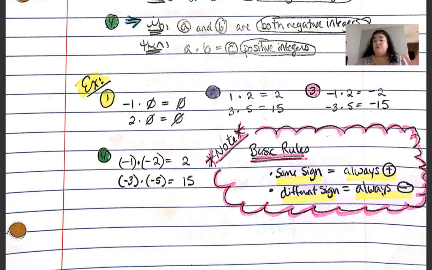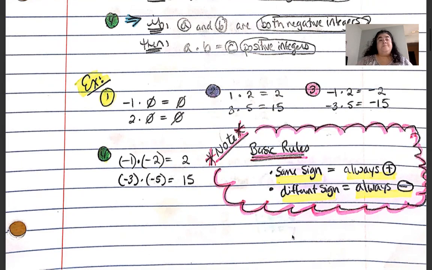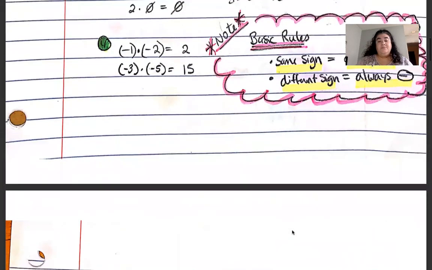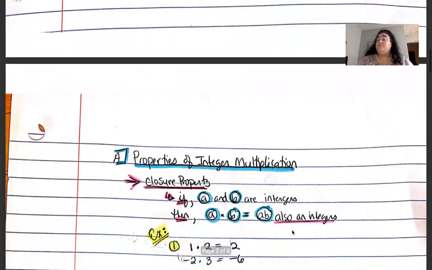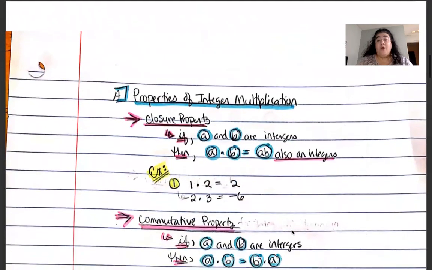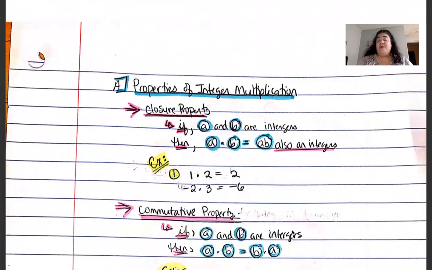So all these rules boil down to the following. If the signs are the same, our answers will always be positive, whether product or quotient. If the signs are different, our answers will always be negative, whether product or quotient. Okay? Now, if we move on, we said we would discuss some properties of multiplication, so here they are.